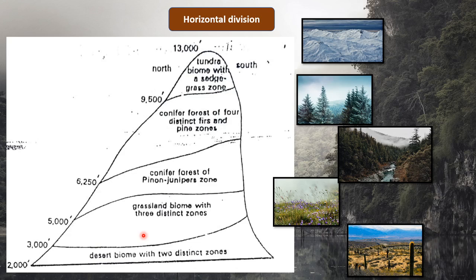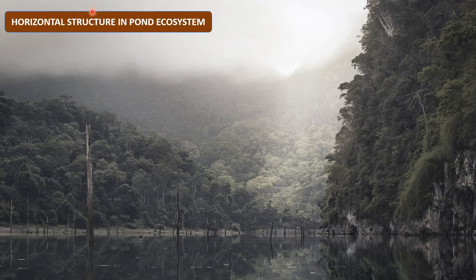Now we move towards the understanding of horizontal structure in pond ecosystem. Just in the previous slide we saw how horizontal zonations can be present, and depending upon the zonations the communities vary, right? We saw that there was a grassland community in one zone, then there was a conifer community in another zone, right? So similarly there could be horizontal zonations in pond ecosystem also, that is in lakes also, in water bodies also.